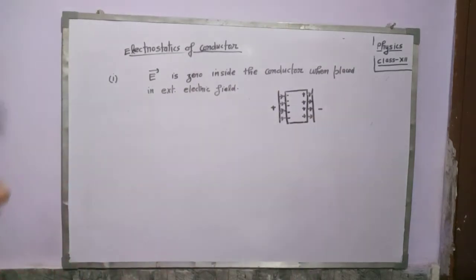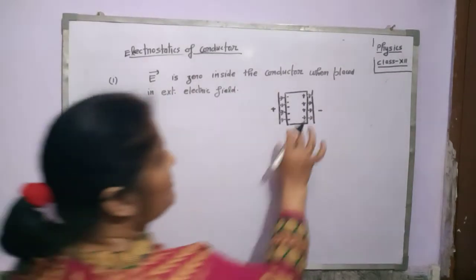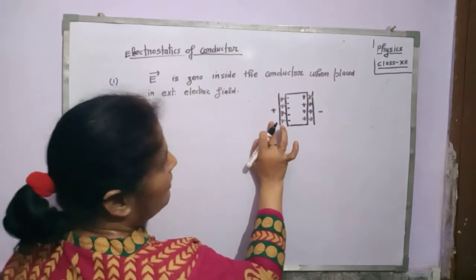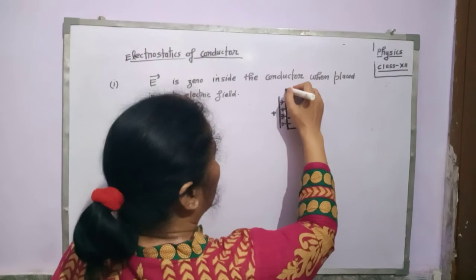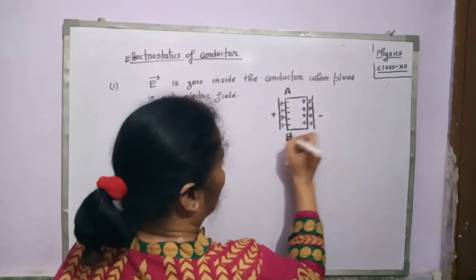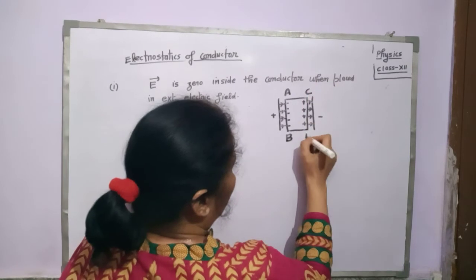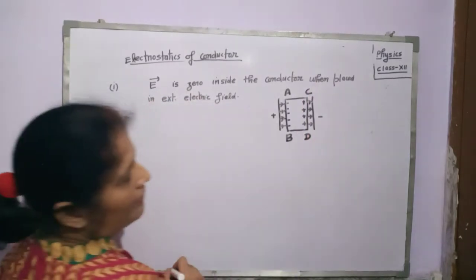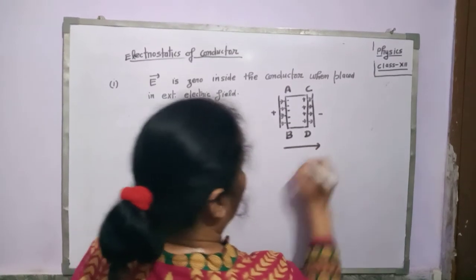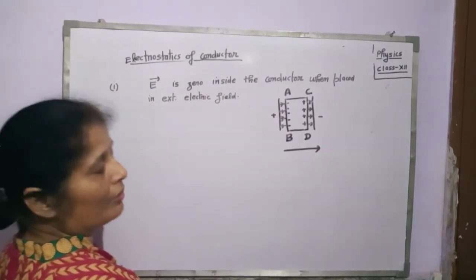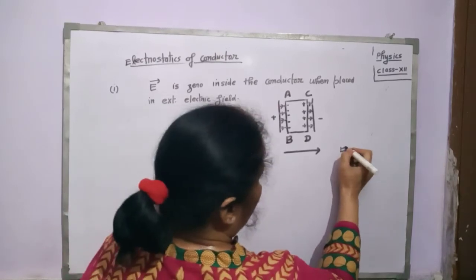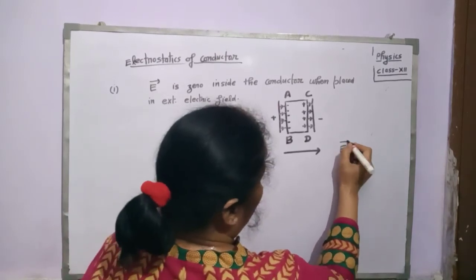Now, the direction of the electric field, if this conductor is not placed, is from this plate to this plate. You can name the faces: this is the AB face and this face is CD. This is the direction of the external electric field. When there is no conductor at all initially, it is represented by E naught. This is the direction of E naught.